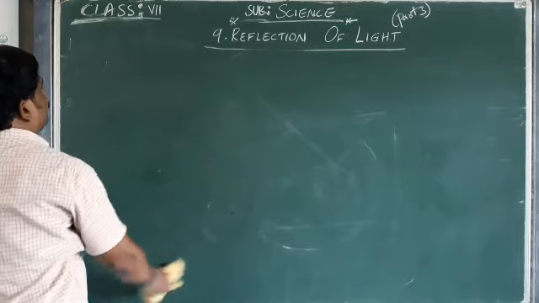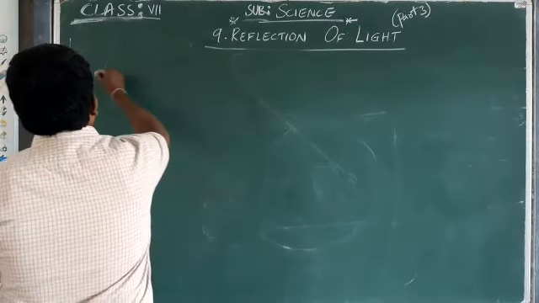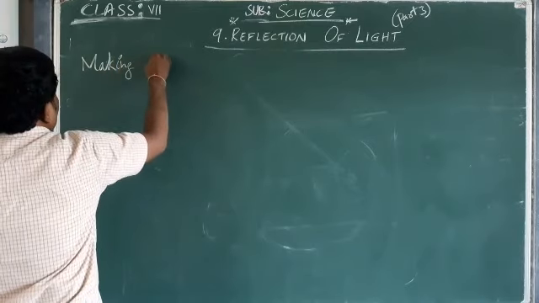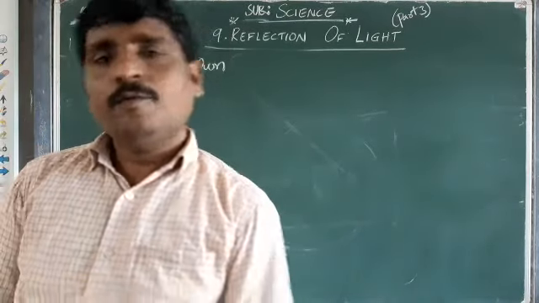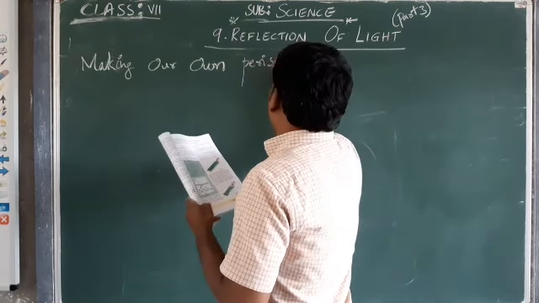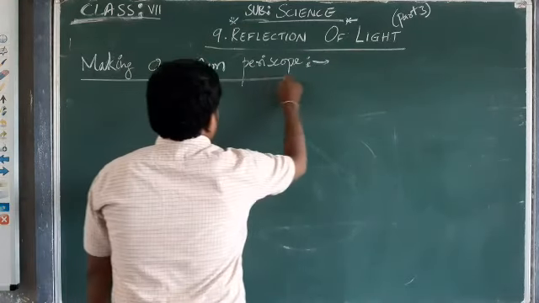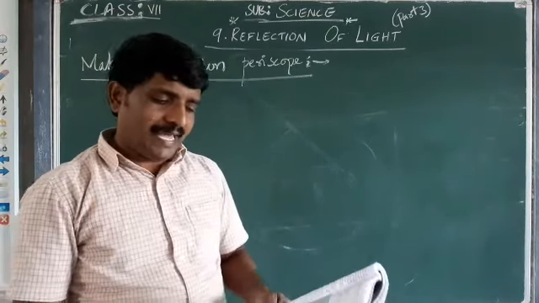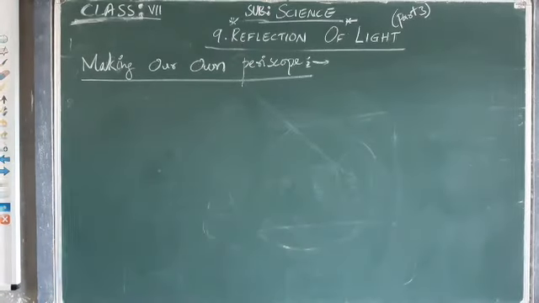Now we are going to do some activity which is helpful for writing this, that is making our own periscope. How can we make our own periscope? We have a small activity, and how it is made, that's what I am going to help you out with.